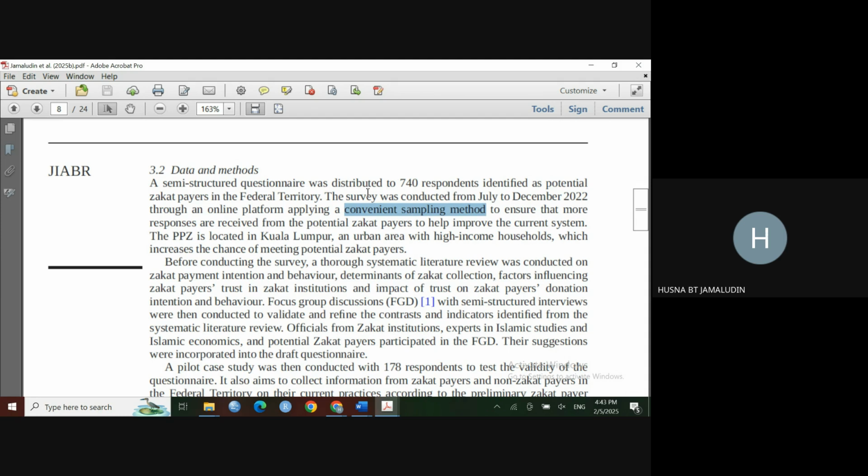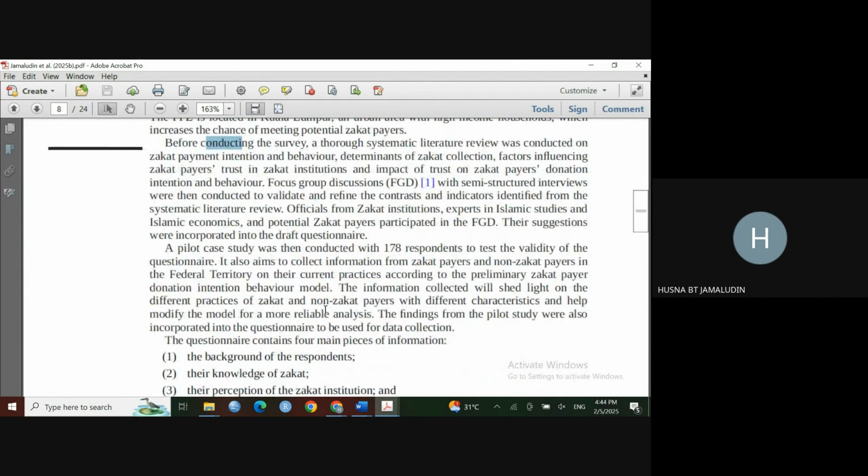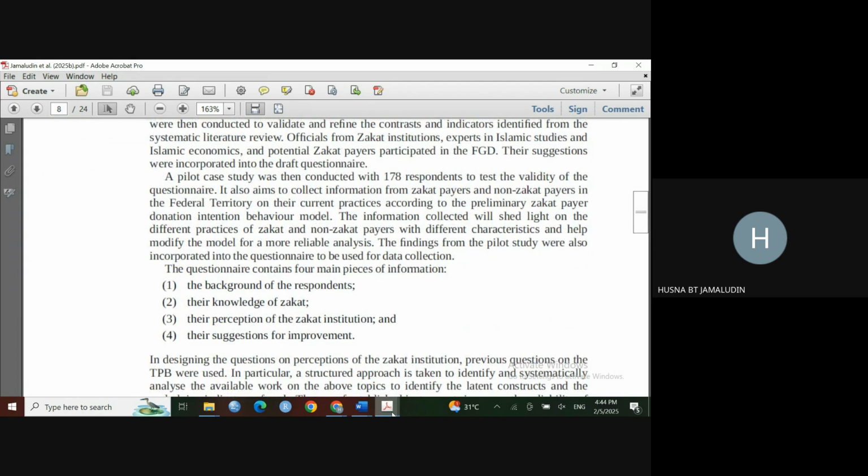Okay, so you have to have a proper justification. When you see here, you distribute to 740 respondents. Why 740? Why these respondents? Because they are the potential zakat payers. So you have to justify why them, because they are the zakat payers. Remember, you want to know their trust level. You want to know whether they will pay to a zakat institution. And then of course, if you want to conduct a survey, there are many things that you have to do.